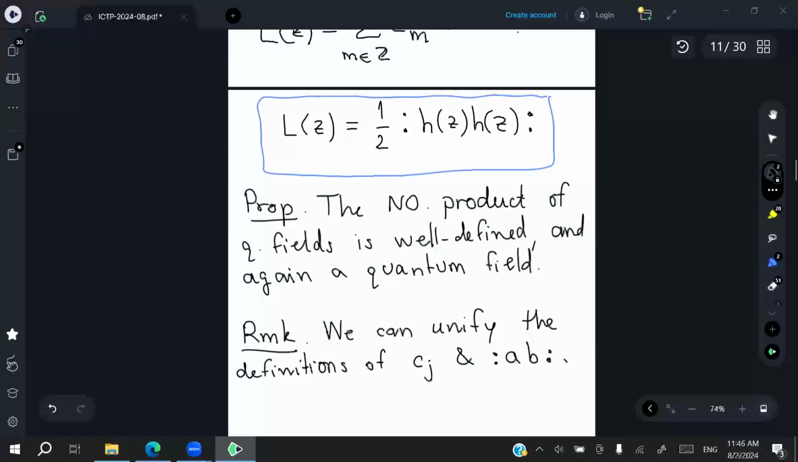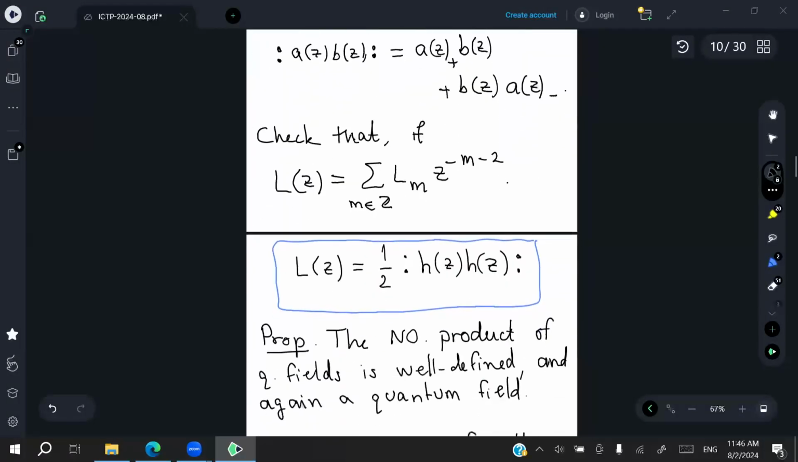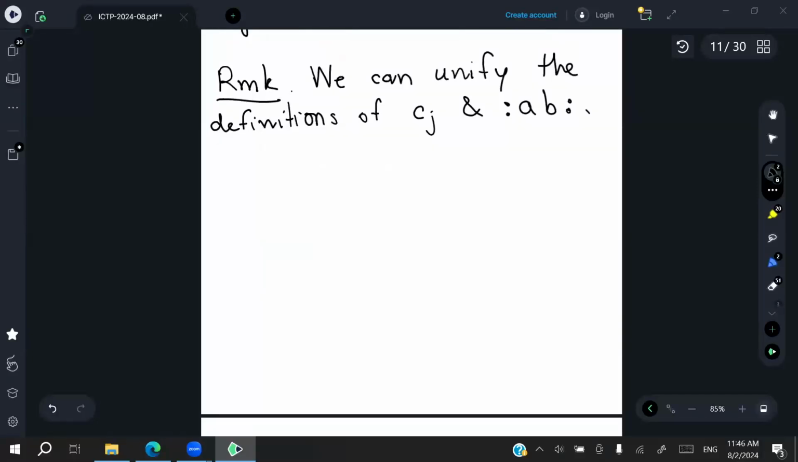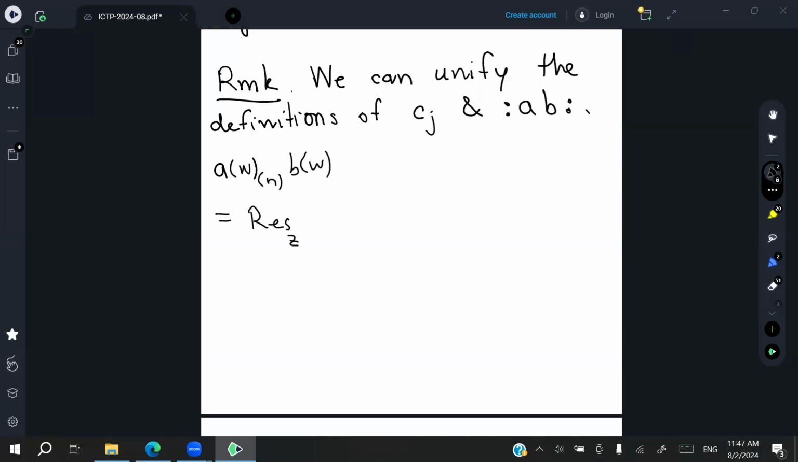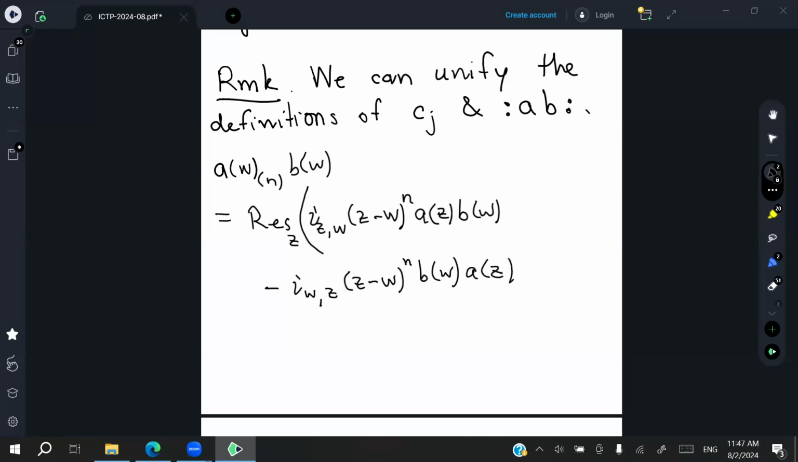Now, the definition of AB is, as I wrote above, using A plus and A minus. There's actually a different way to write it. This is not really easier, but you'll see that it's more similar to the definition of the C_j. So let's write A(z), B(w), and take the residue in z. Okay, so you see this definition is a little bit complicated.